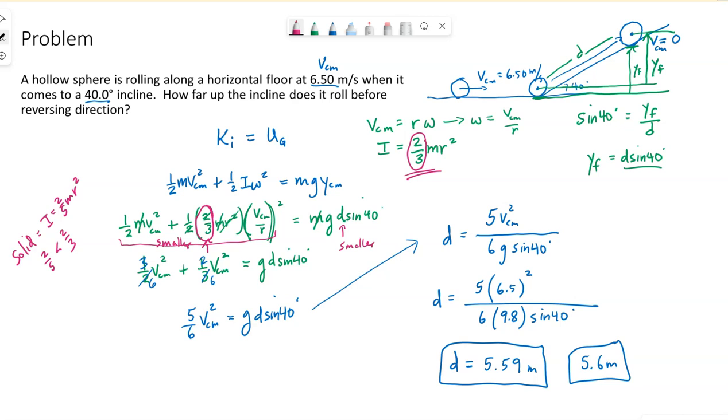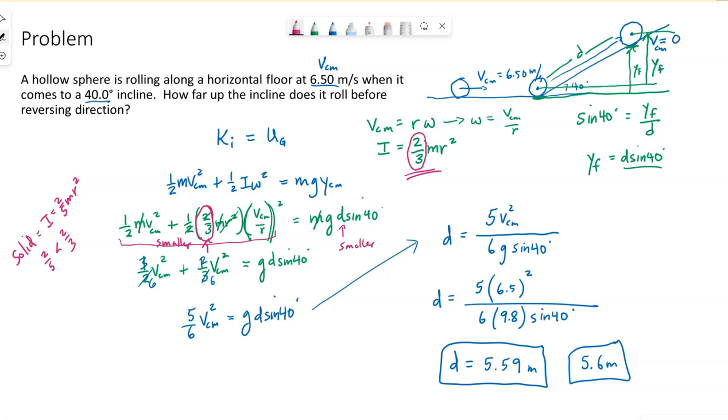The smaller the moment of inertia, the smaller the I value, the smaller the distance the object will travel up the incline. Another way to think of that is moment of inertia is a resistance to a change in rotation. A smaller I does not resist that change as much, and so it slows down faster. The hollow sphere goes farther, because it has a larger I value.